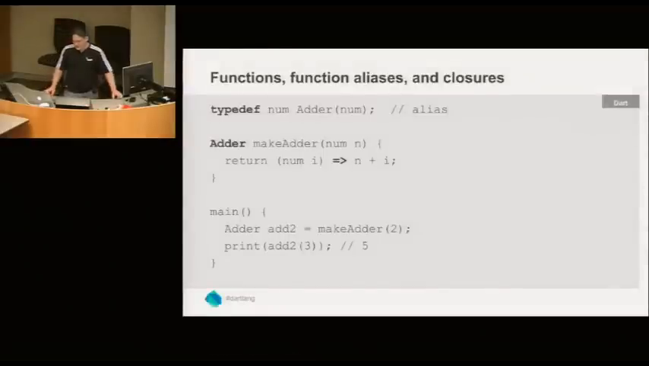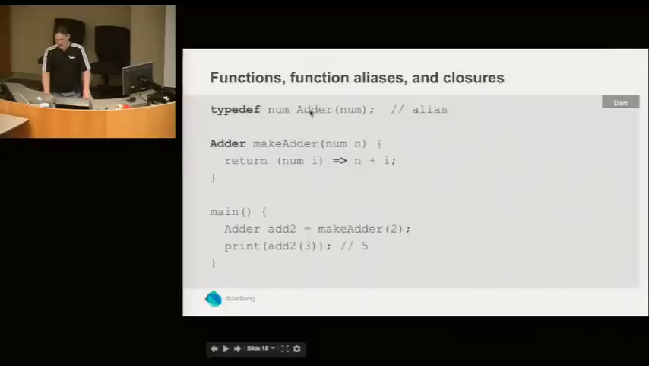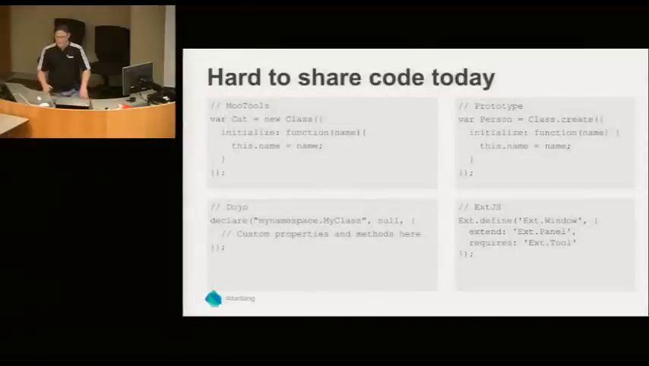So here's an example of functions, function aliases, and closures. We have a typedef here, and it's a new type of function called an adder that takes a num and returns a num. We have a function called makeAdder that takes a number and returns an adder function. So here we are returning a function, and that function itself takes an i and returns n plus i. So this is a closure. And then we're creating a new adder with 2, and we print add 2 to 3, and we get 5. So that's straightforward if you're a closure lover.